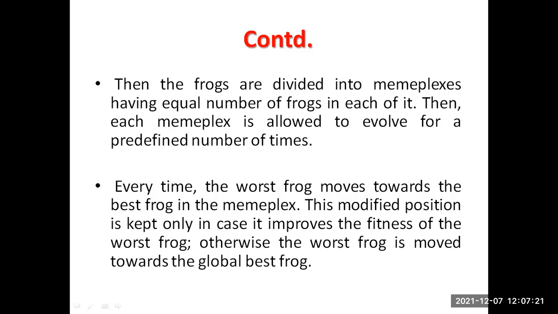Everywhere it is the psychology of living beings. The worst one will always look for the best one, because the worst one will always try to achieve whatever the best one has achieved. So based on that, every worst frog is trying to move towards the best frog. This modified position is kept only in case it improves the fitness of the worst frog.